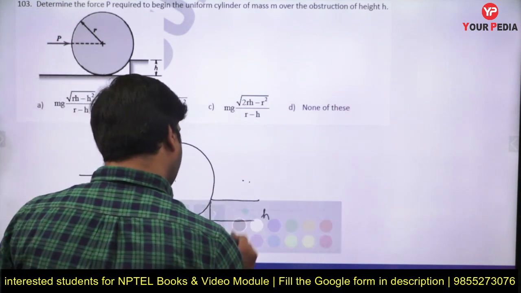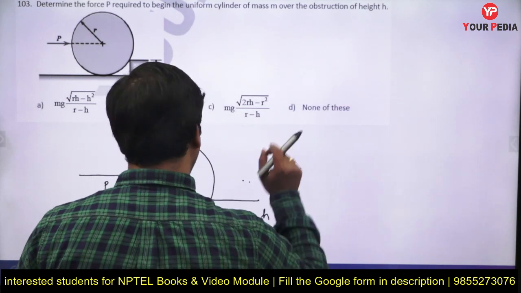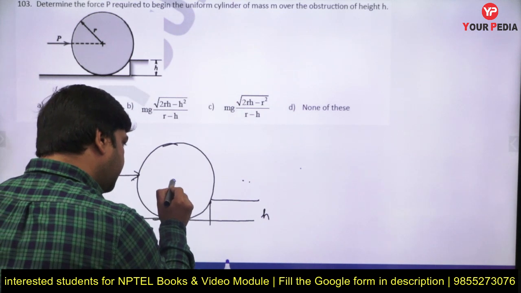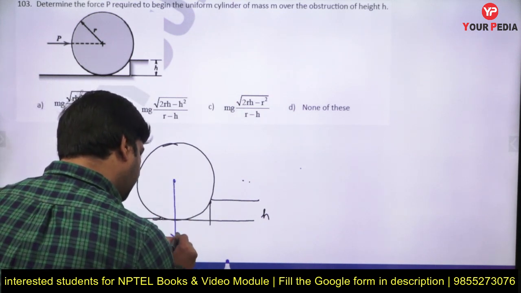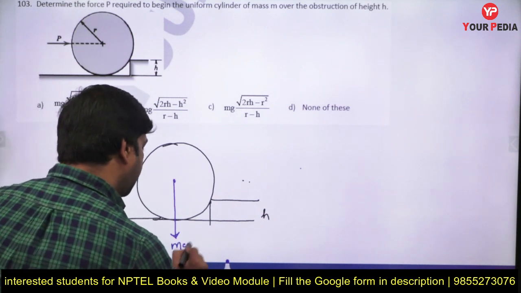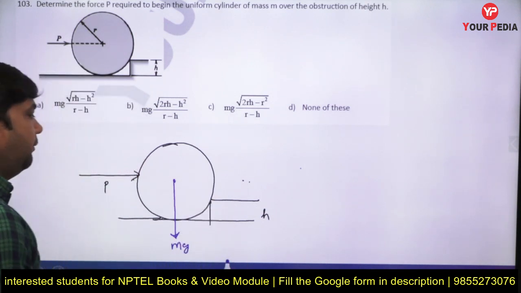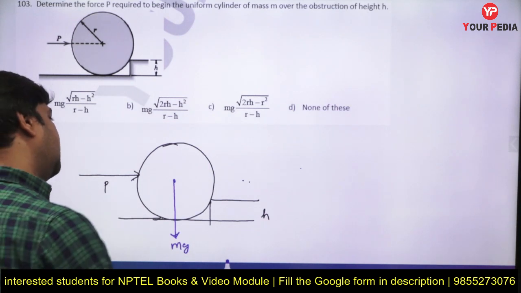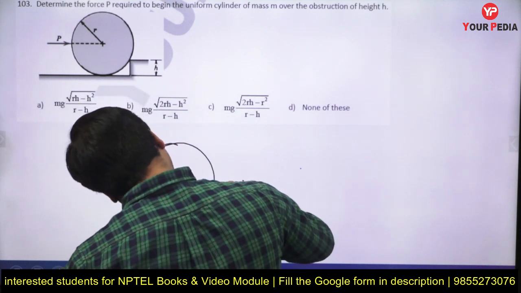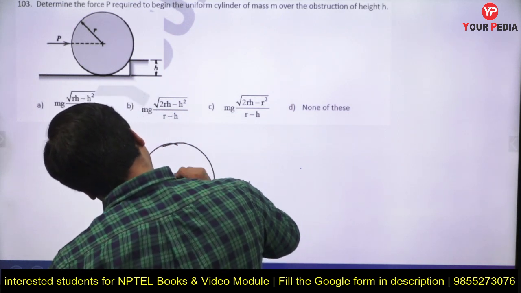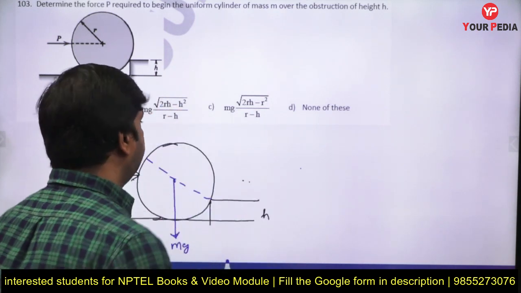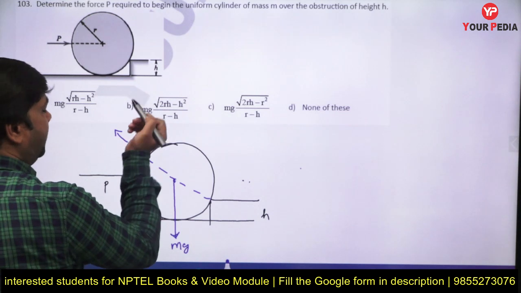If I consider how many forces act on this, first of all I know very well that there is the weight, which always acts vertically downward from the CG. One force is acting like this, and another force is provided by the obstruction, which is always normal to the surface and passes through the center of the cylinder. This is the normal reaction.